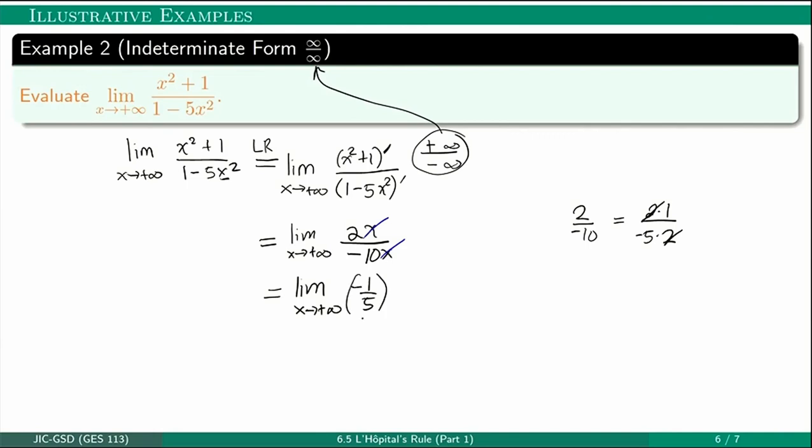Now remember, when you have your limit rules, that the limit of a constant, take note, negative 1/5 is just a constant, and the rule says the limit of a constant is just this constant. So that means we will have an answer of minus 1/5. Or you can place the minus at the bottom.